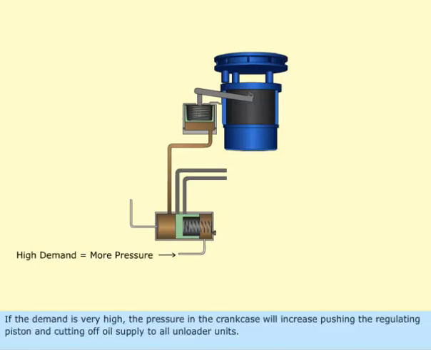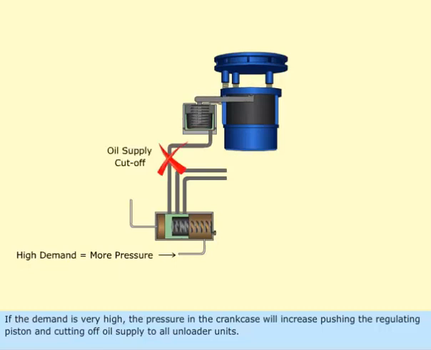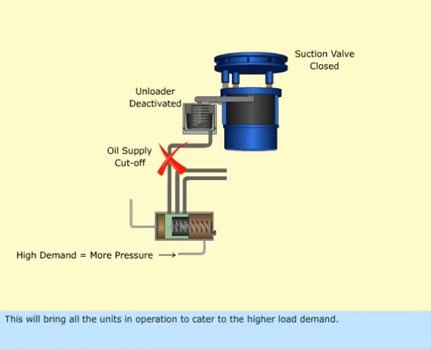If the demand is very high, the pressure in the crankcase will increase, pushing the regulating piston and cutting off oil supply to all unloader units. This will bring all the units into operation to cater to the higher load demand.